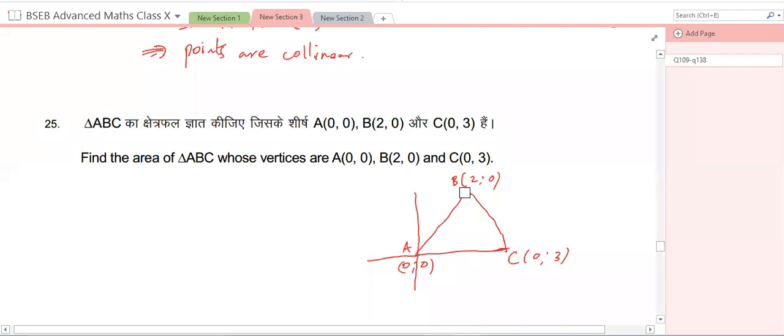Sorry, there's a mistake here. Problem with my drawing. We'll draw the Cartesian plane first. There's a big mistake there. Sorry.